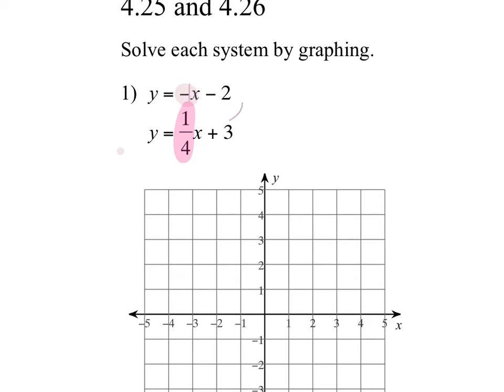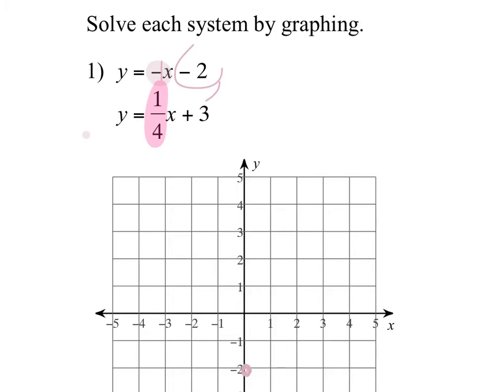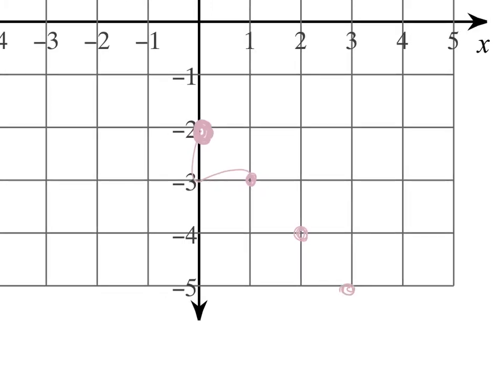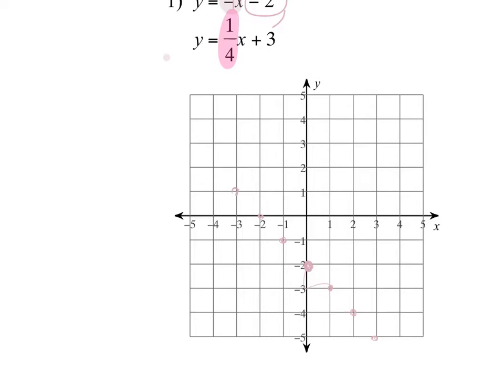So the initial value is at -2. So I'm going to come down here to -2 and plot. And then the slope is -1. So from there, I go down 1, but forward 1, right? Lines always go from left to right. And I can also go up 1, back 1 to maintain that linear trend.